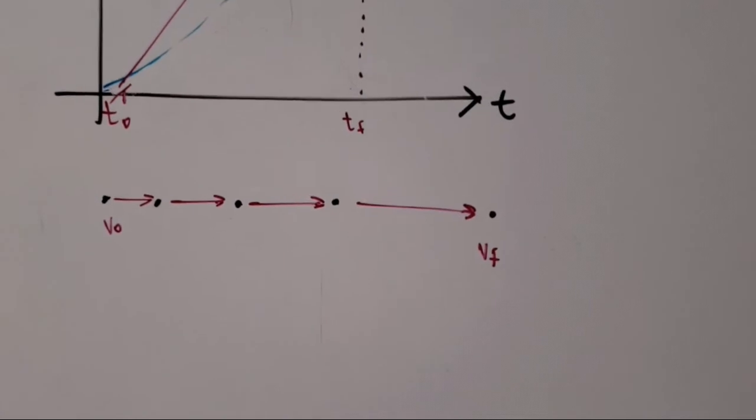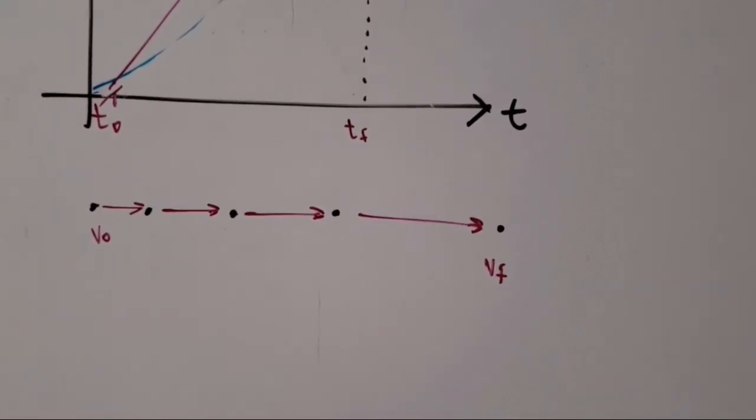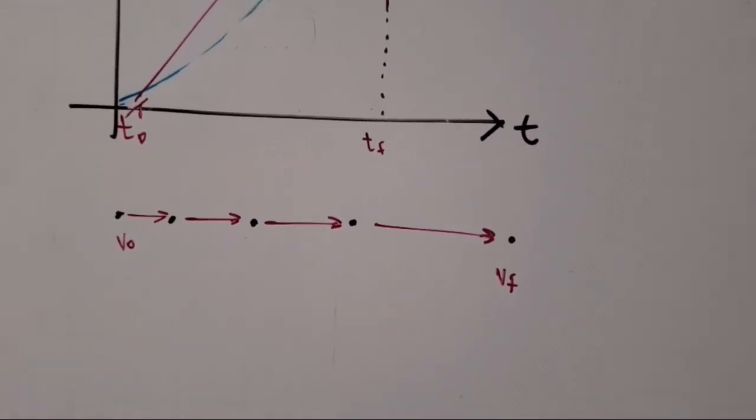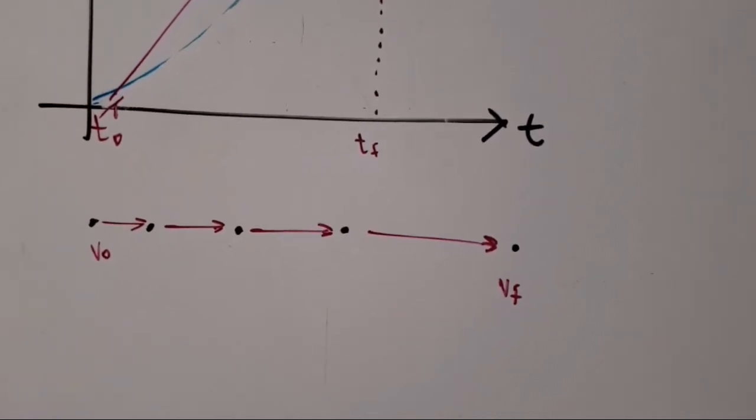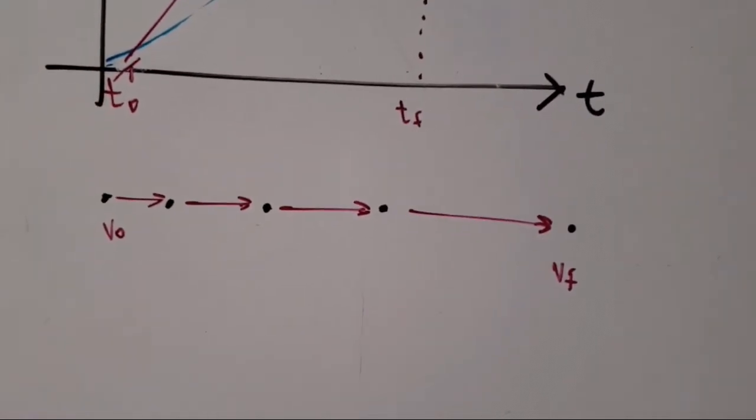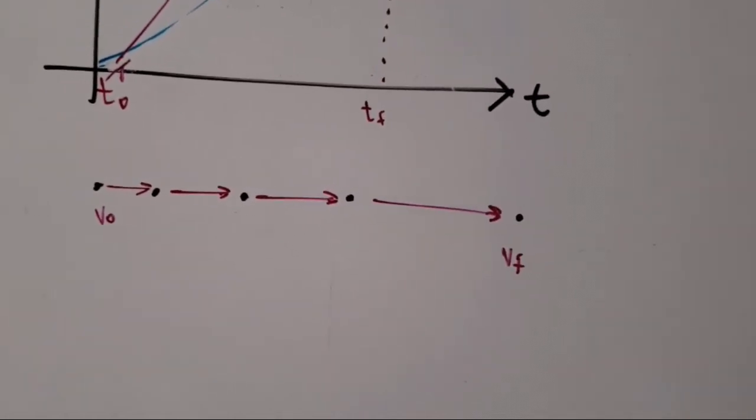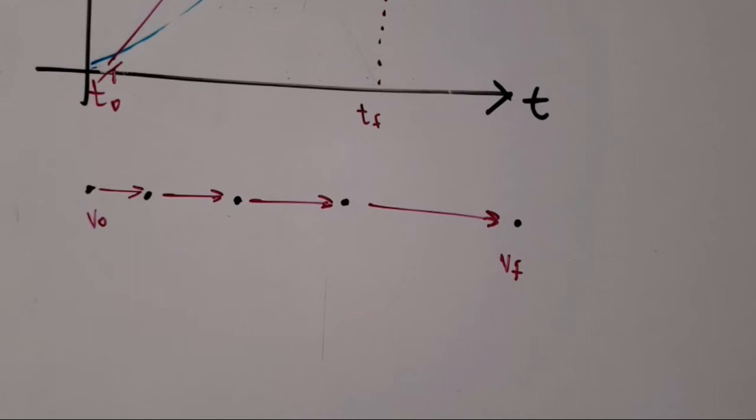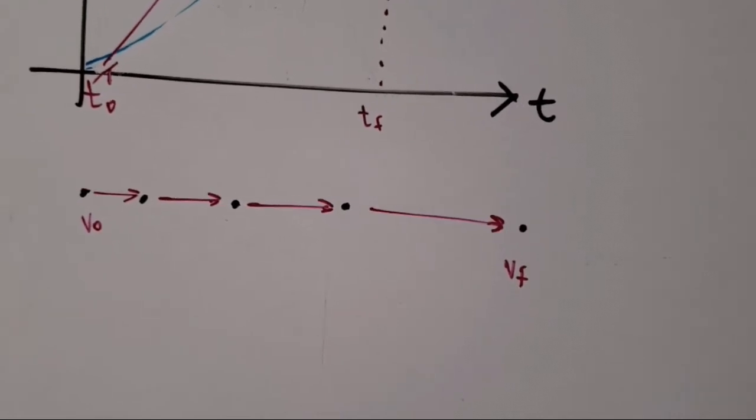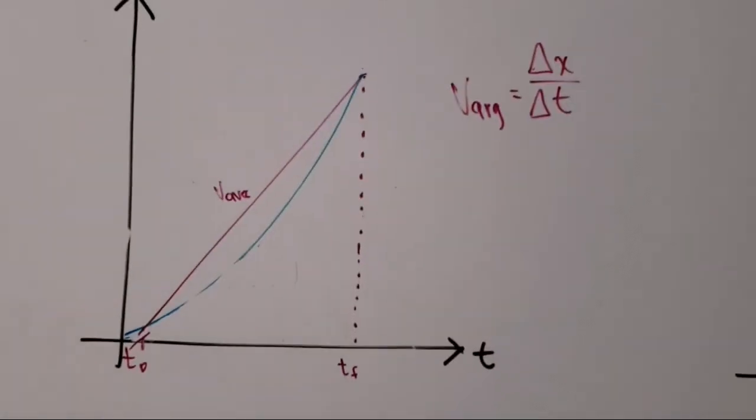And so I've drawn these arrows down here to kind of represent over time what is happening. So we can see that the black dots are getting farther and farther apart. That means those represent the position. And the arrows getting larger represent an increase in velocity.